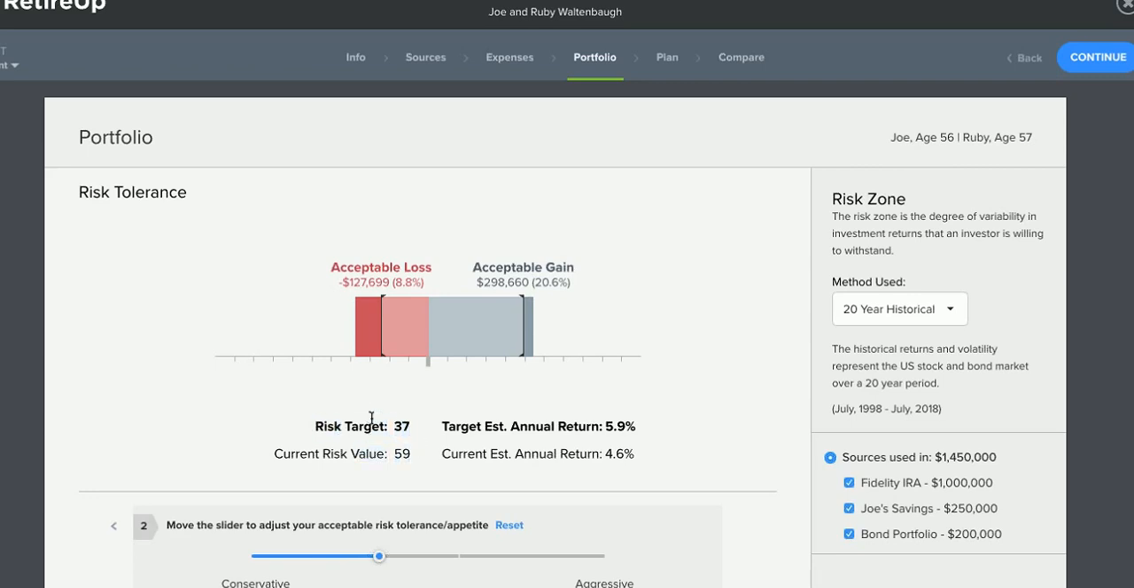We were at a 59, and my new risk target's a 37. So basically, again, the number doesn't have to mean a lot, but the idea is we're reducing it, right? They basically have told you that they want to take on less risk. They're more comfortable with a lower loss potential, so we're going to show them that.